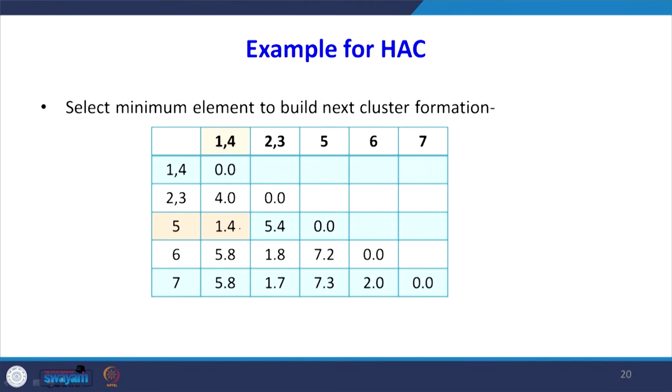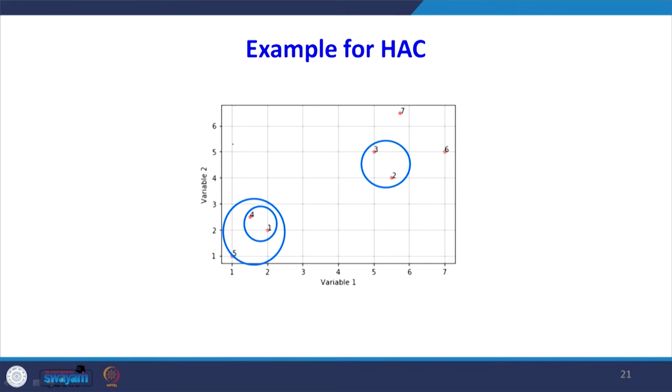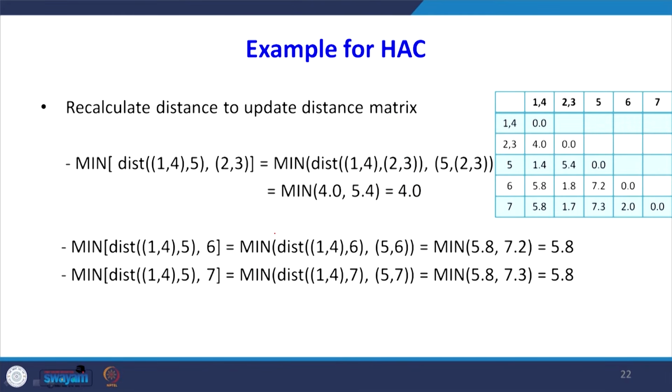So what is going to happen? This object 5 is going to join with this cluster 1 comma 4. You see that the object 5 is going to form with cluster 1 comma 4. Now what are we going to do? Already 1 comma 4 is there, one cluster. In that again the object 5 is added.